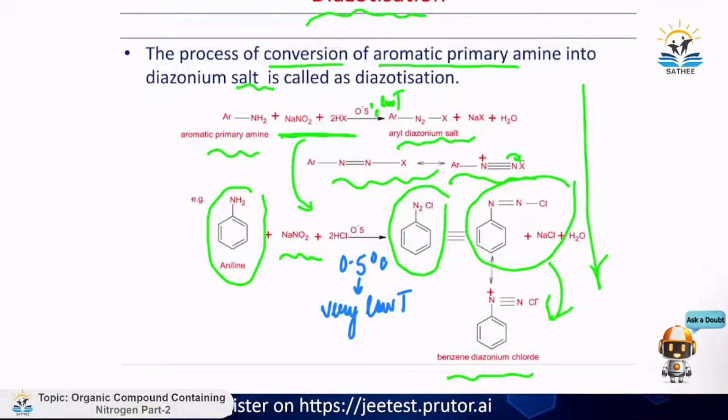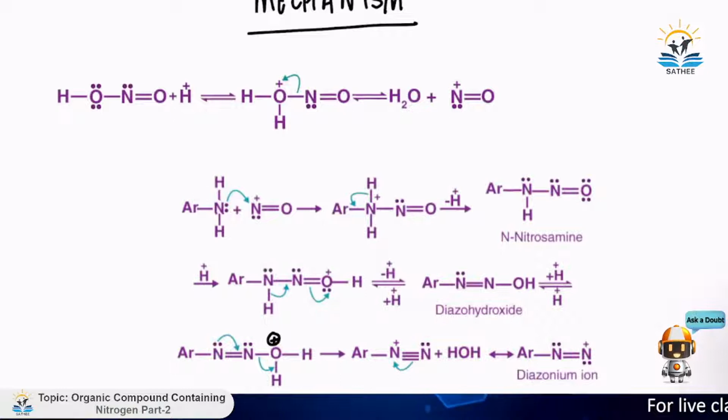So first of all, we have to remember the structure of diazonium ion. Then what is the definition of this process? What is diazotization? That we have to remember. Now next comes what is the important part. What is the mechanism?